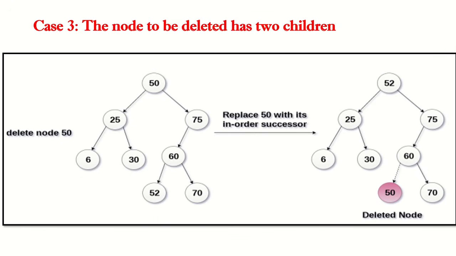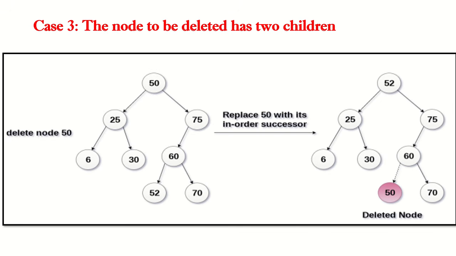Moving on to the last case, the node to be deleted has 2 children. Here we have 3 nodes having 2 children each. If you take the root node 50, it has a left child and a right child. If you take node 25, it has 6 and 30 as its left and right children. If you take the node 60, it also has 2 children, 52 and 70, as its left and right children respectively. Let us take for example that we want to delete the node 50, which is obviously again a root node.